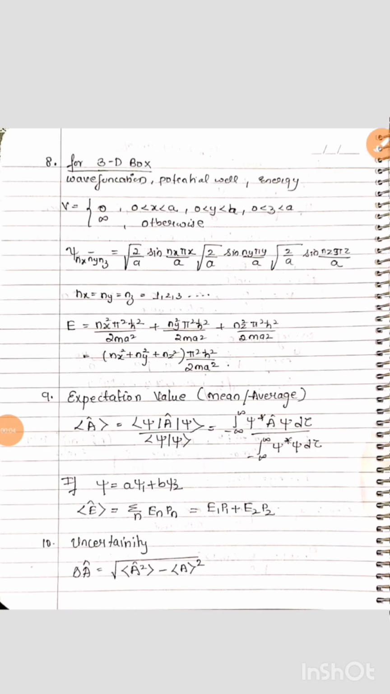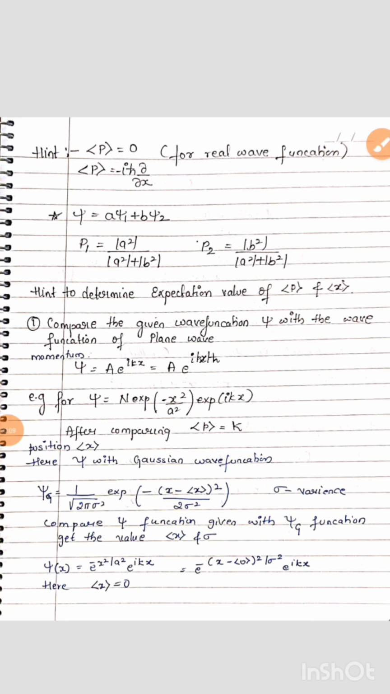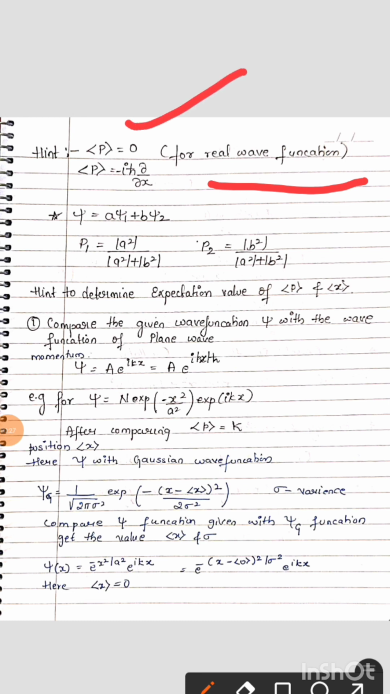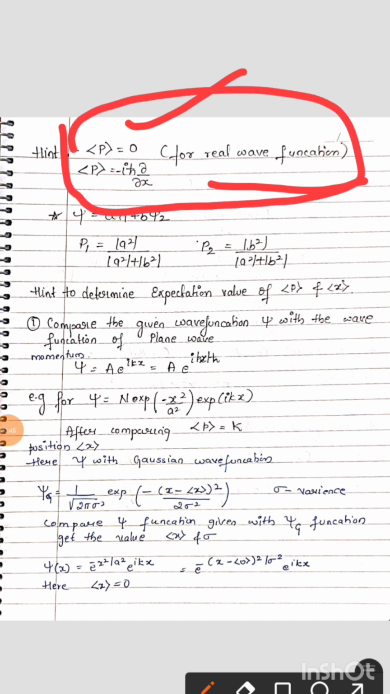So in the last class we stopped at the uncertainty formula, and today we will continue with a few more formulas on uncertainty. We have to remember that for a real wave function, we need not find the uncertainty of the momentum directly. Remember that for a real wave function, the expectation value of momentum is always 0, and the momentum operator is written as minus i h cut dou by dou x. This is the hint for the expectation value of momentum.